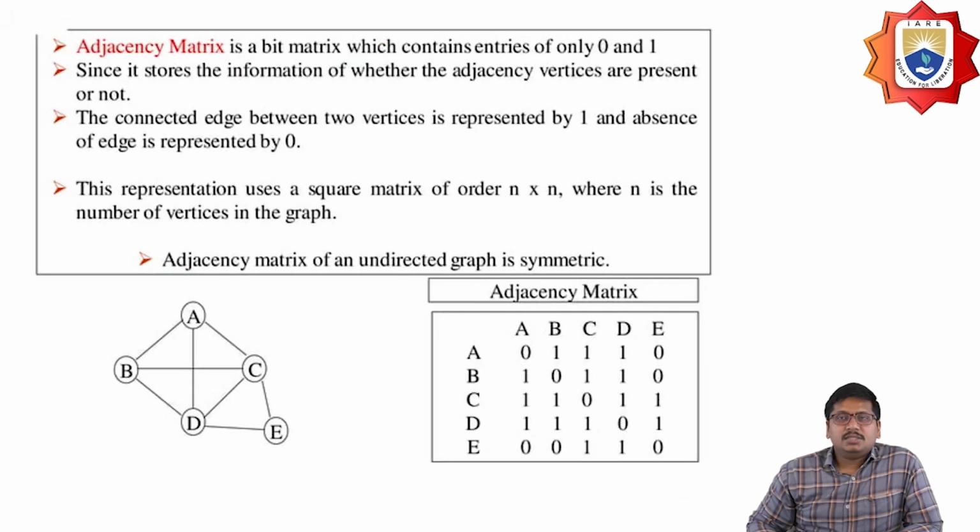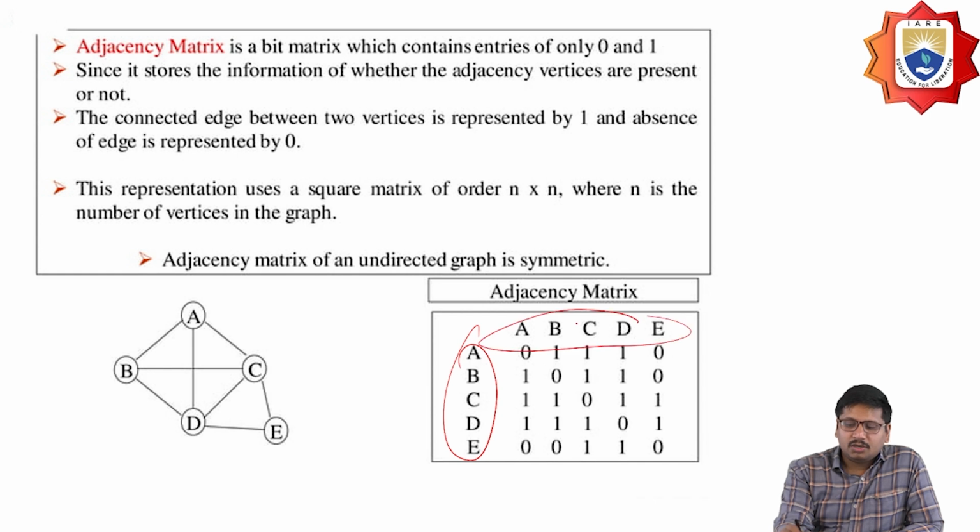So what is the adjacency matrix here? The adjacency matrix is a bit matrix where entries contain zeros and ones, since it is going to store information whether the adjacency is present or not. That means whenever there exists an edge between A and B, then I store the value 1. If there is no edge, then it should be 0. This representation is a square matrix of size n, where n is the number of vertices in the graph.